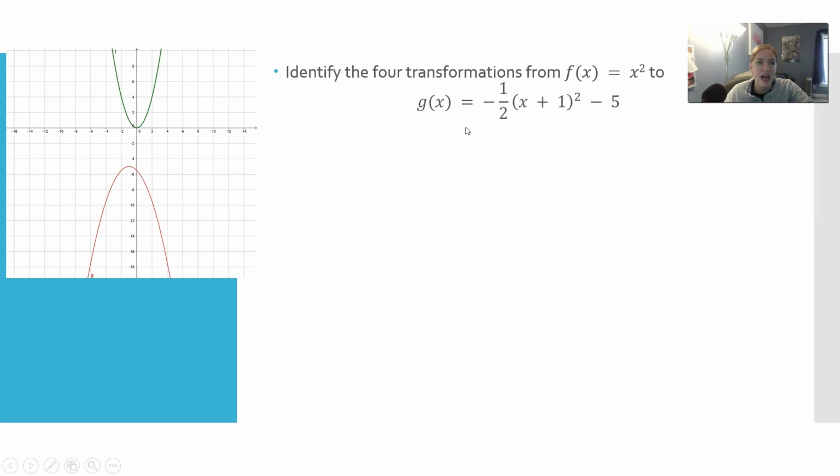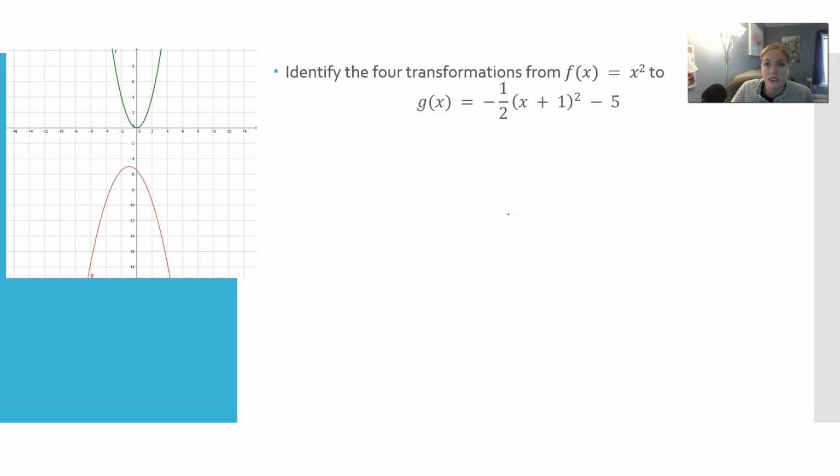So here are 2 functions. The green one, again, is your original parent function, x squared. And then the red one is your transformations. If you look again, it almost looks like it's stretched a little bit horizontally. So going this direction, it looks stretched as well. But let's try and identify. So there's a couple things going on here.